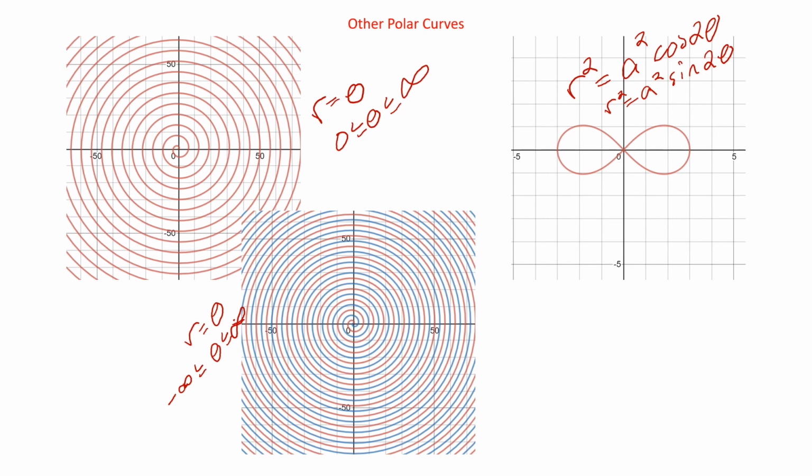And so the a will get us our distance here. So we went over 3. So a equals 3. And then it's a horizontal one, so this is going to be a cosine. So this would be r squared equals 3 squared, so 9 cosine 2 theta. And so that's that kind of curve. It's also bounded. And there's a lot of other types of curves.